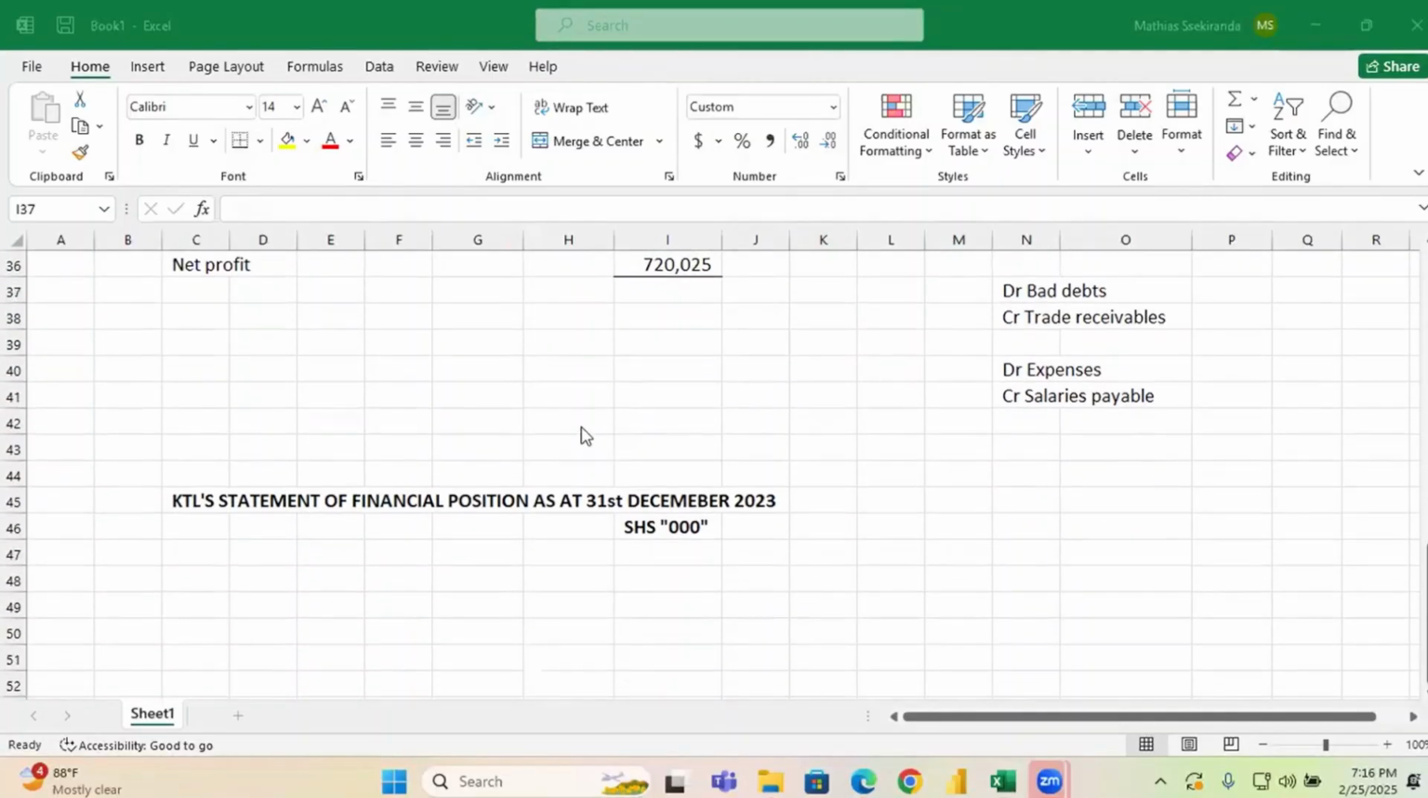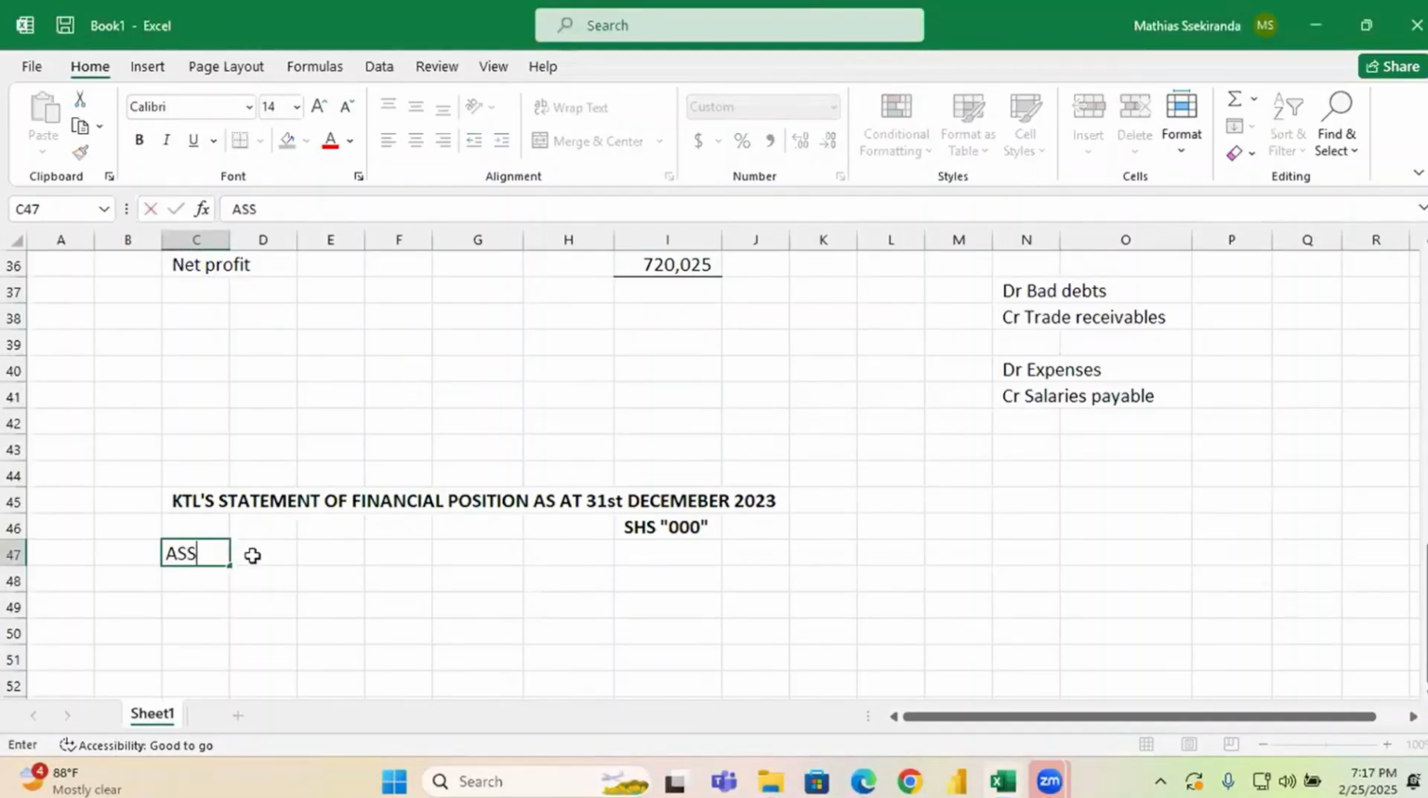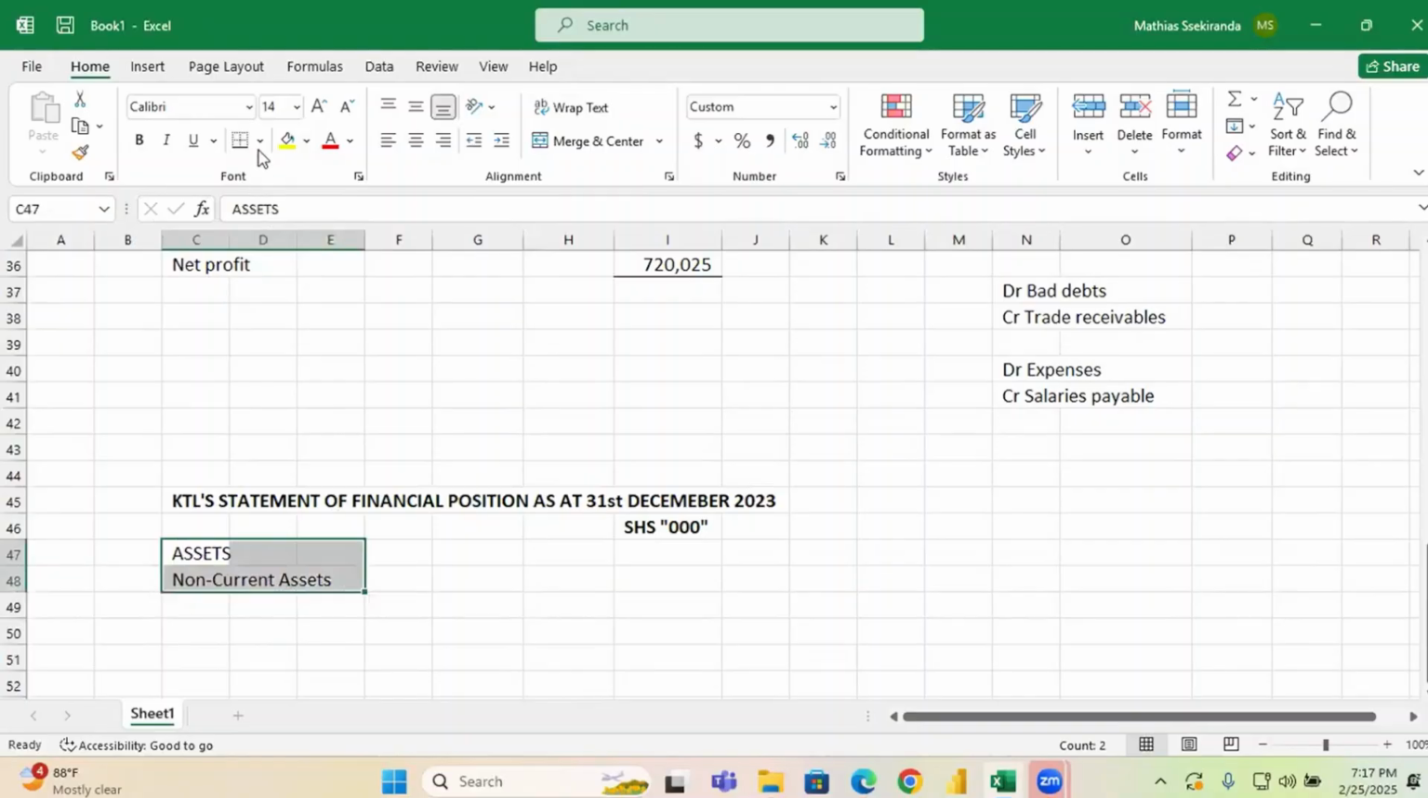Okay, so let's go to the balance sheet. KTL statement of financial position as at 31st December 2023. Our amounts are still in shillings 1,000, okay? We have done this before in the previous class. So we come up with the assets and we begin with non-current assets, after which we shall list them.